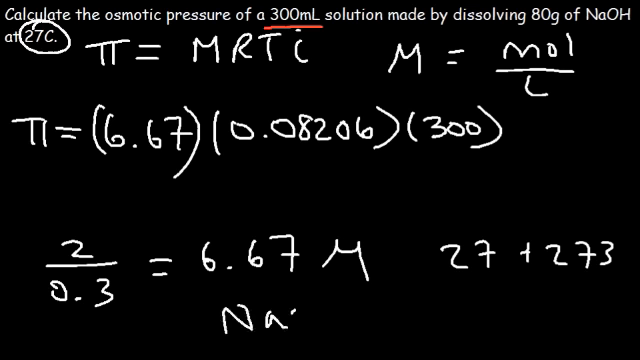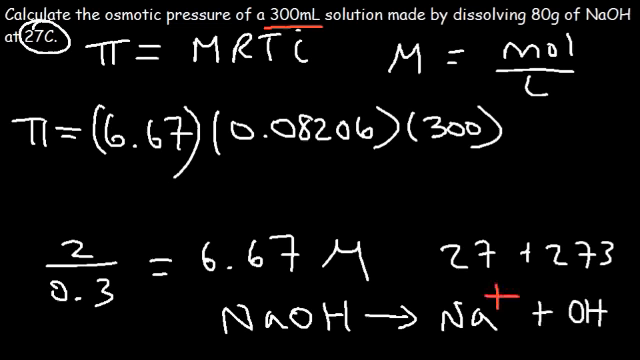And sodium hydroxide contains 2 ions, the sodium plus cation and the hydroxide anion. So therefore the Van't Hoff factor is equal to 2. 6.67 times 0.08206 times 300 times 2 is equal to 328.4.